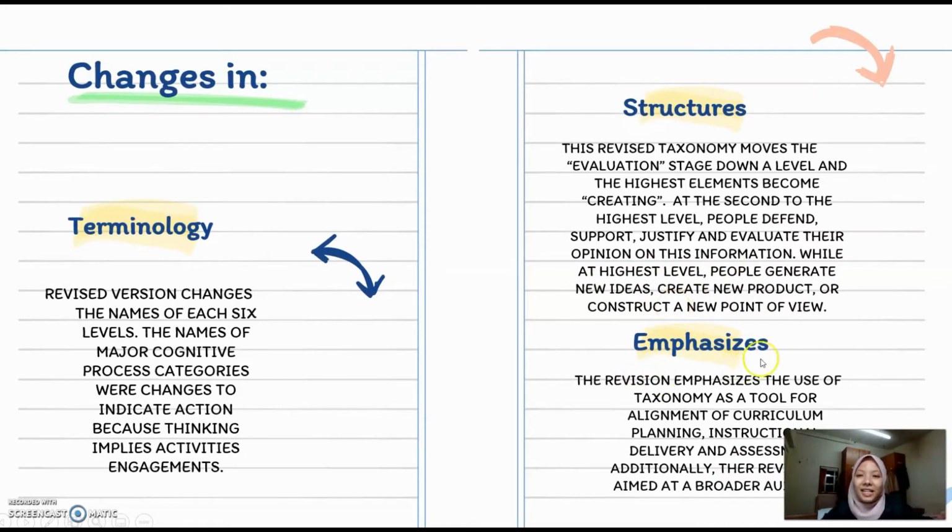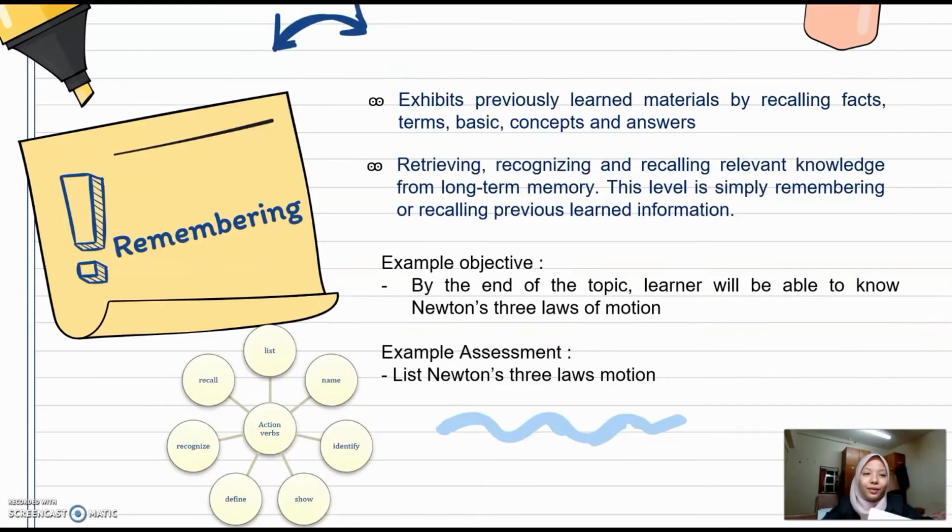The next change in the taxonomy is emphasis. The revision emphasized the use of the taxonomy as a tool for alignment of curriculum planning, instructional delivery, and assessment. Additionally, the revision is aimed at a broader audience, so the revised taxonomy is universal to use and easily applicable at elementary, secondary, as well as adult training levels.